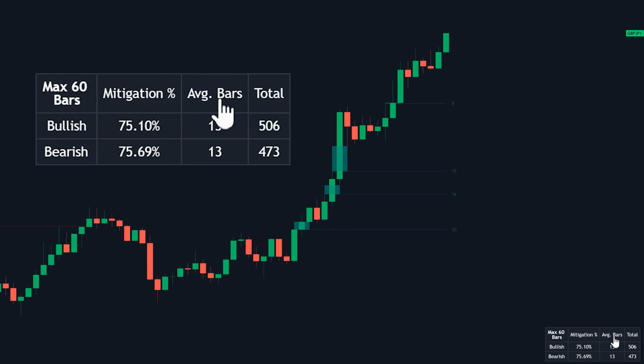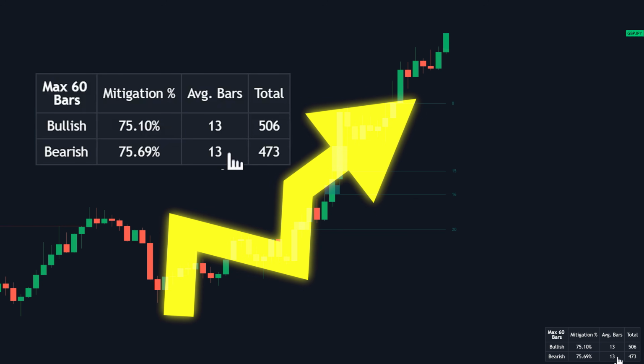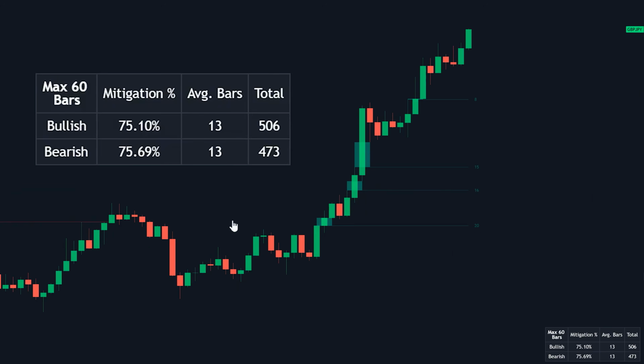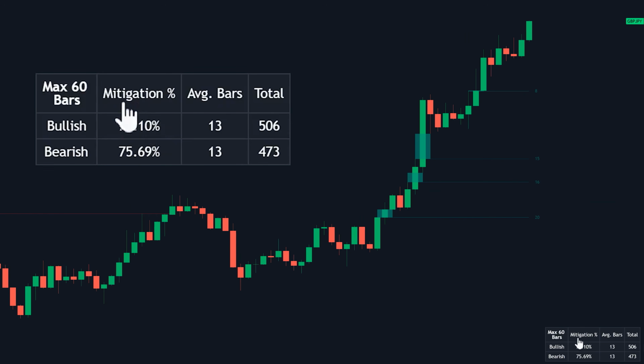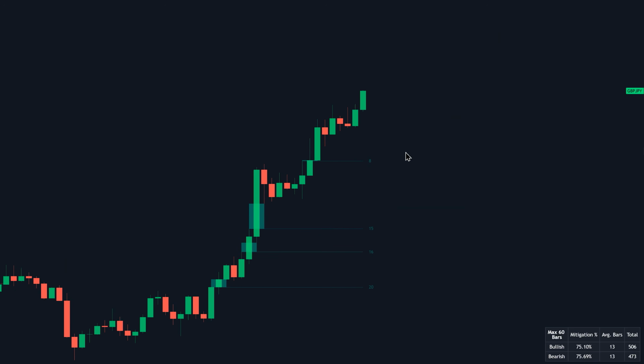This shows on average how many candles it takes before an FVG is mitigated by the price. For bullish FVGs, it usually takes around this number of candles. For bearish FVGs, it's usually around this number of candles. This information is important because, for example, if you're trading within a bullish trend and trading based on trend reversals, a high mitigation percentage suggests that the price is likely to come down and mitigate more FVGs, helping your trades hit their profit targets.